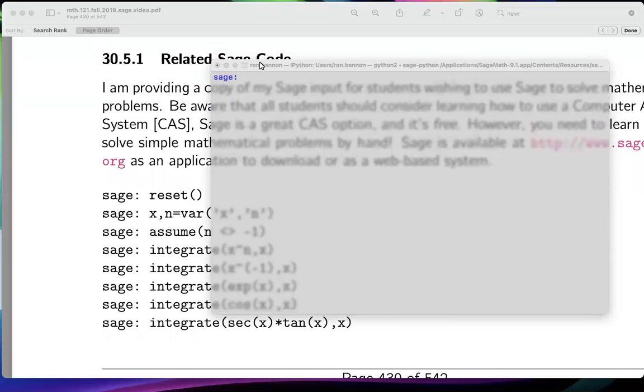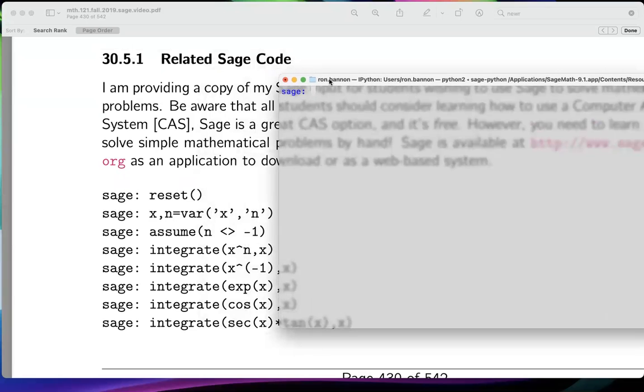Okay, section 30, we're looking at the Sage code. So I'm just going to type in what I'm seeing over here. And it's over and over again. It's really the same thing. Reset, we've been doing that, well, I guess for 30 some odd times now, right?